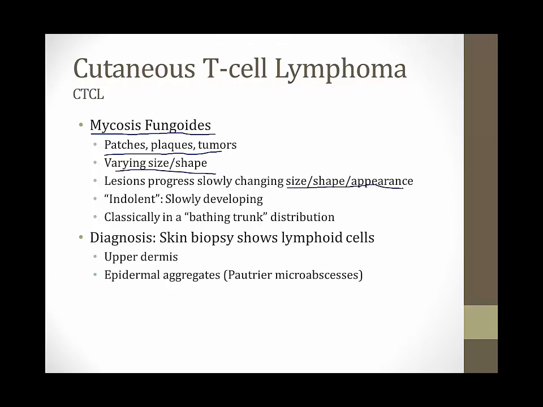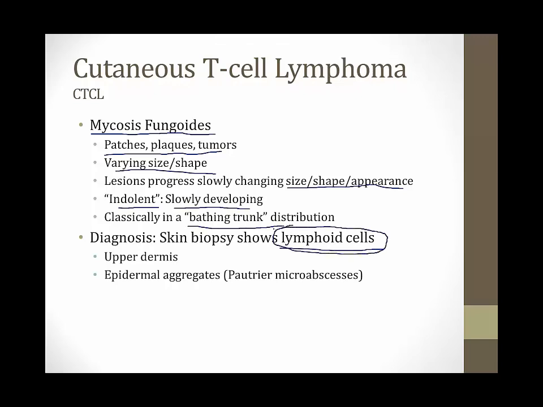And one of the things you worry about when a patient has a rash that won't go away is that it could be a malignancy, and that's one of the many reasons that skin rashes that don't resolve are often biopsied. It's an indolent lymphoma, so it's slowly developing over time, and the classic distribution, although there's a lot of variability, is for it to occur in what's known as a bathing trunk distribution, meaning on the lower abdomen and upper thighs.